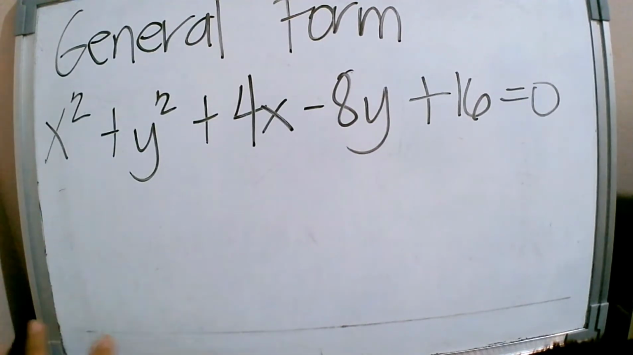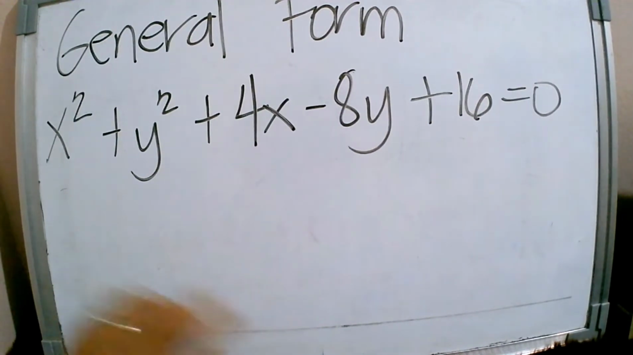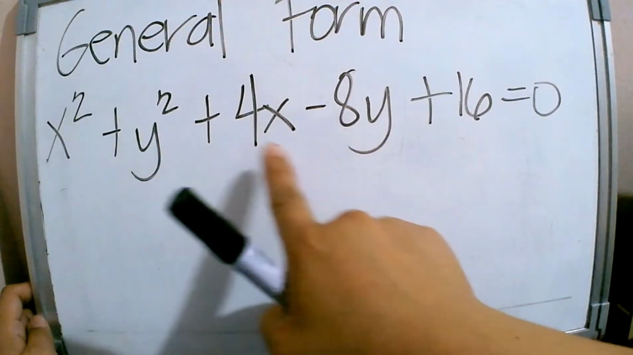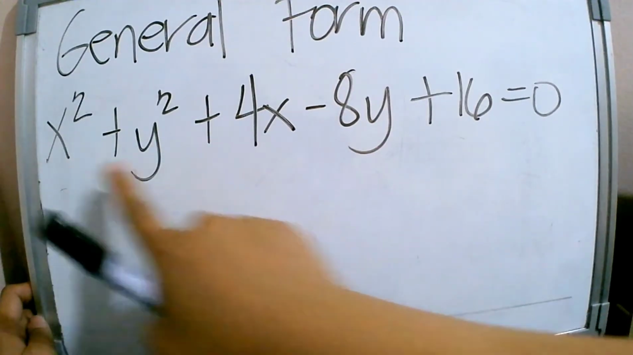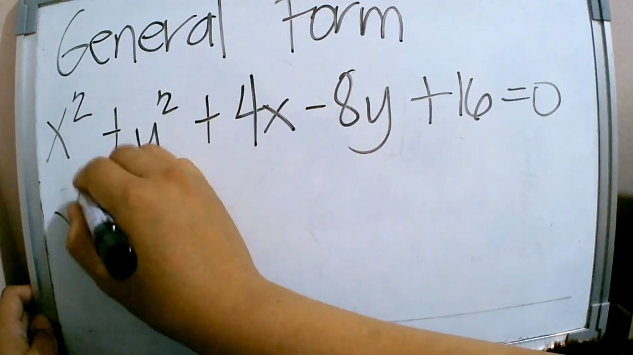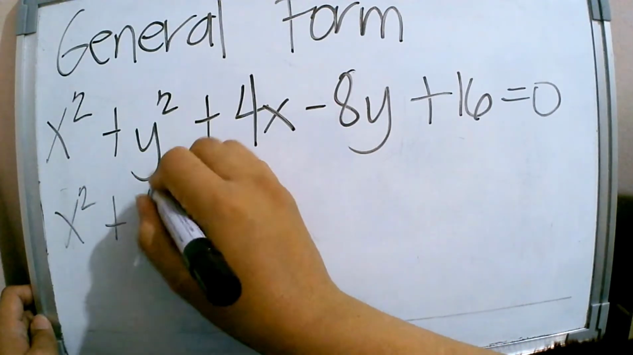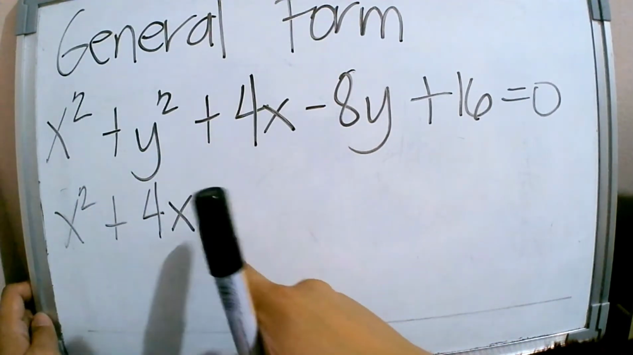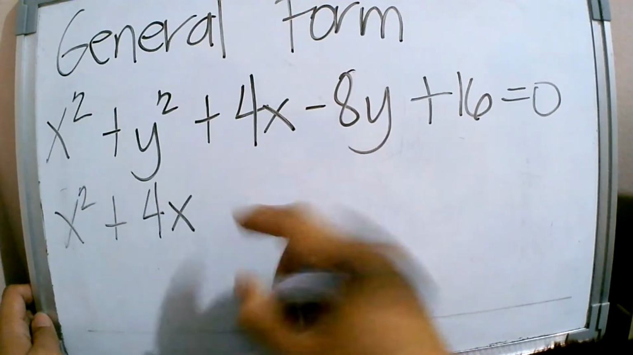And how can we do that? We will do it step by step. Step 1: we have to group all the x's. So we have x squared plus 4x. And we will assume that we have the third term.